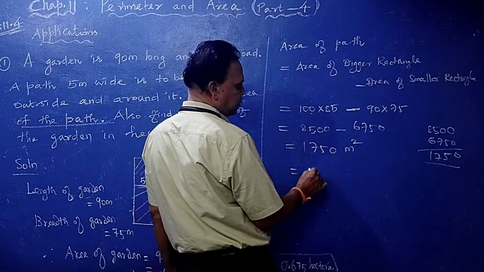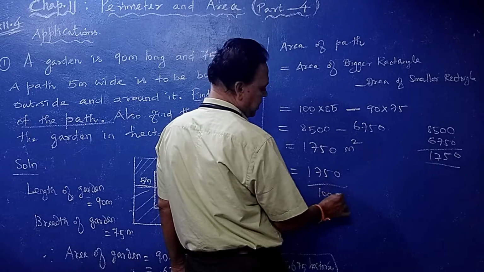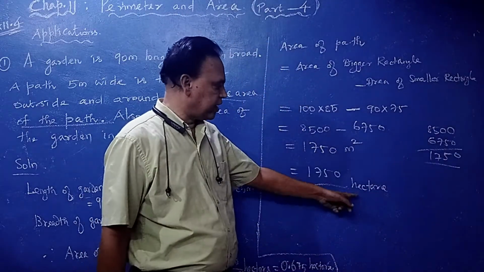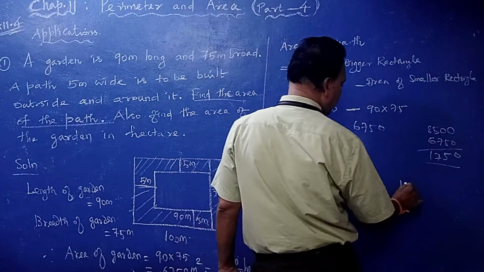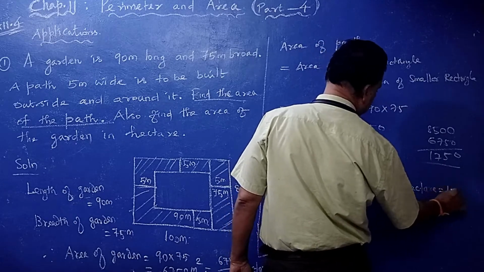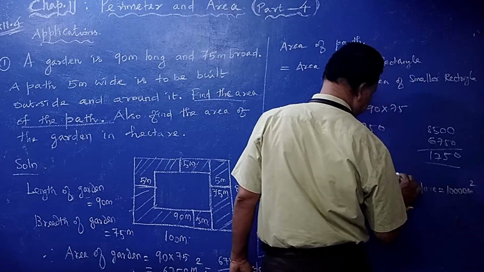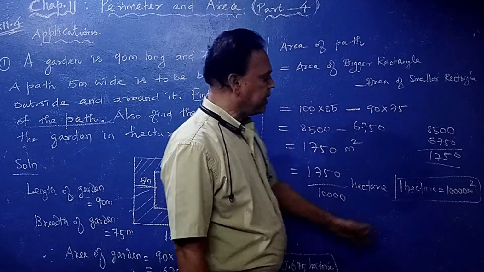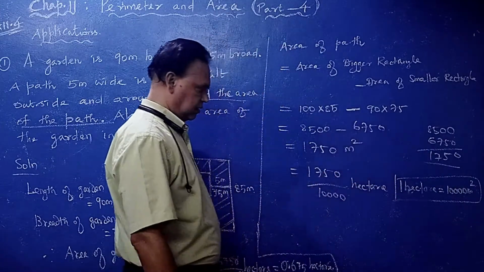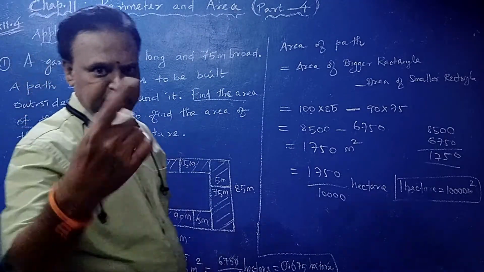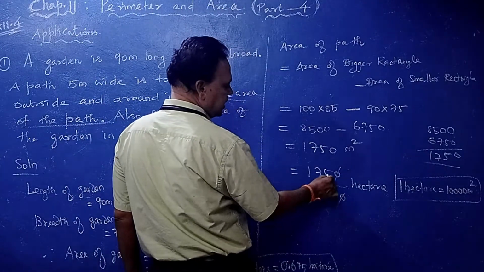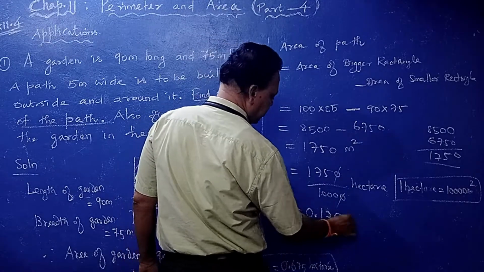But in hectare, you have to change, means divide by 10,000. Hectare means divided by 10,000. You have to write the unit correctly. When you convert meter square to hectare, divide by 10,000, because 1 hectare equal to 10,000 meter square. This unit you have to remember. Clear? To convert meter square to hectare, divide by 10,000. Now cancel the zeros, divide, means 0.175 hectare.